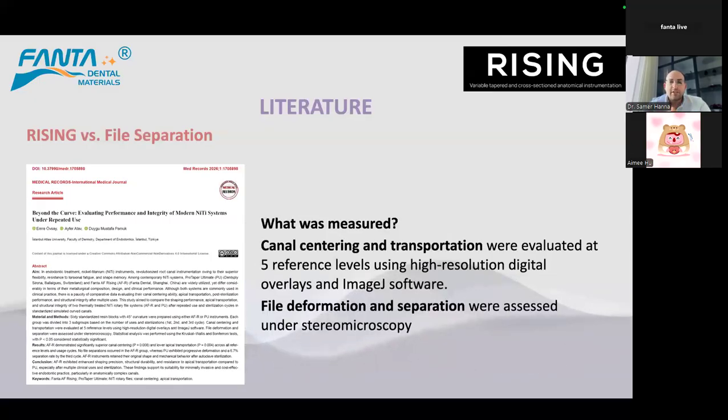And they were measuring a few things. One of the things was the canal centering ability and transportation ability of every file at different levels, like at 5 reference levels. And they looked at file deformation and separation when they were assessed under a stereo microscope in order to look at the probability of separation and fracture.